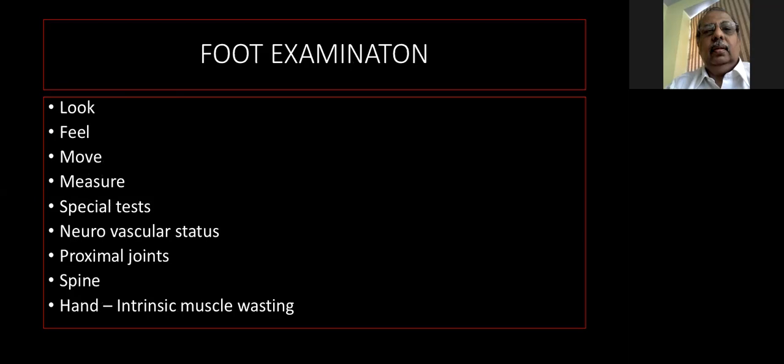So the foot examination, as previously dealt with by Dr. Jagdish, is look, feel, move, measure, special tests. Neurovascular status, always look for the proximal joints, the spine, and in the hand for intrinsic hand wasting. Because one problem is Charcot-Marie-Tooth disease, which may present as a cavus foot with claw toes. They will have intrinsic muscle wasting, which may be missed.